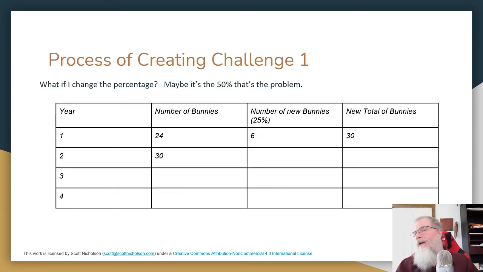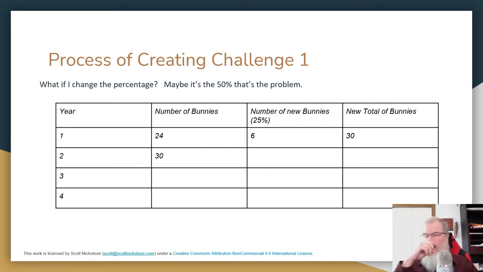And I said, well, why don't I try changing the percentage? Maybe 50% is the problem. Why don't we try 25%? Again, that's because I picked 24. I knew that had a lot of numbers that could go into it, so maybe that'll be useful. So I said, all right, 24 bunnies. Now it's 25% of 24. That's 1/4. That's 6 bunnies.